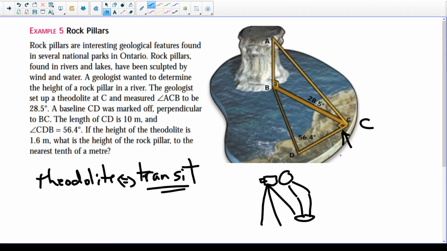If the height of the theodolite is 1.6 meters, so they're talking about this height here, is 1.6 meters. What is the height of the rock pillar to the nearest tenth of a meter? Oh, I forgot one thing. The length of CD is 10 meters. So we know this length here. I was wondering where that measurement was.